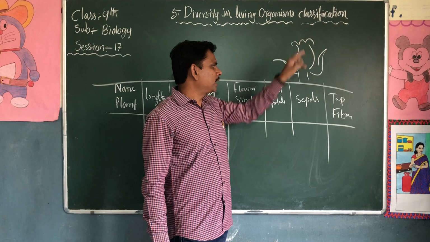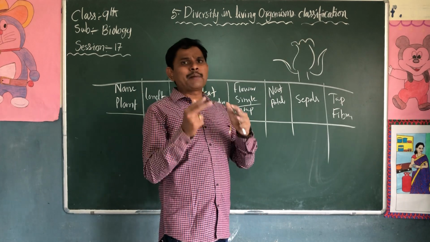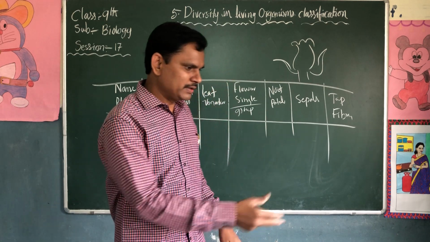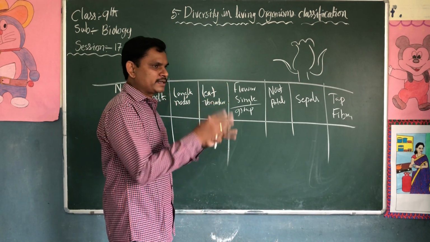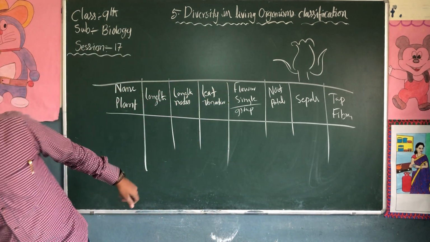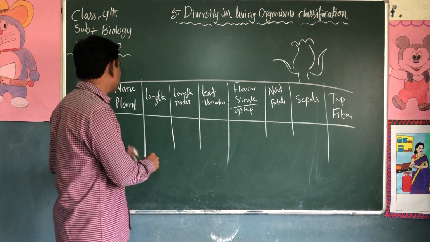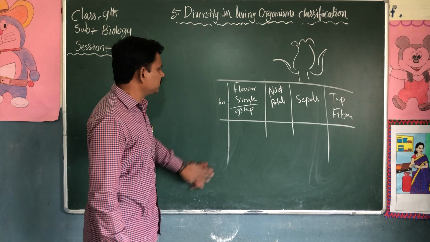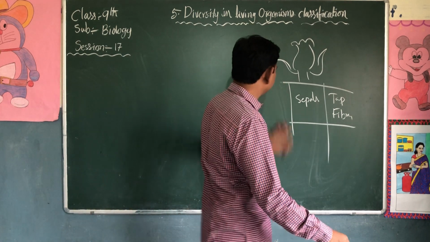Sepals and petals. Then they have a taproot system or fibrous system. We will discuss in the next class what the taproot system and fibrous system are. Okay, this is about the other table for observing external characters of the plants.